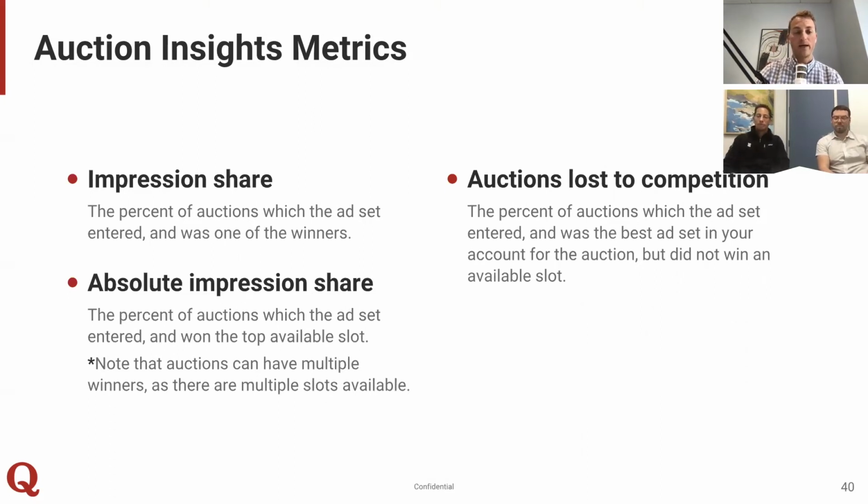So this is the percent of auctions in which you were in the ad set you entered and you were the top available spot. That's really important, especially if you're doing that topic targeting, question targeting. That means you were the number 1 position. And then for auctions lost to competition, it means you didn't win an available spot. So you were losing to your competition. In that case, that's where you want to start looking at your ad copy and maybe your bid, because maybe it's not competitive enough to win an available slot.